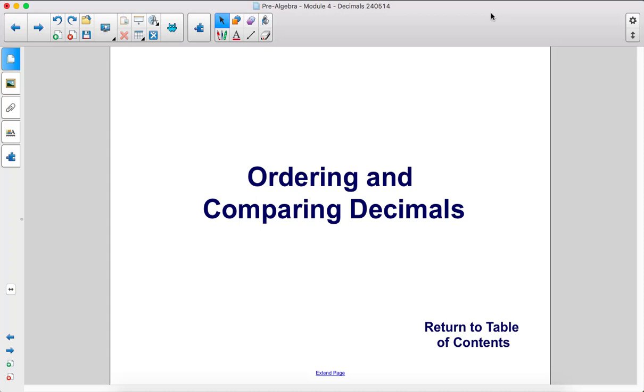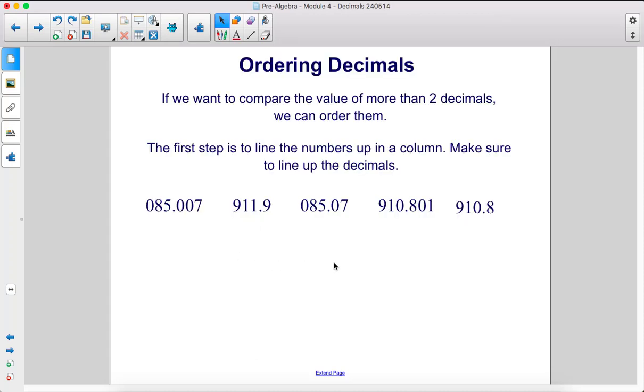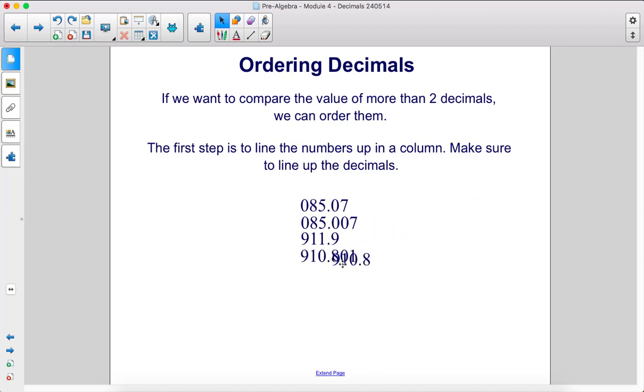Ordering and comparing decimals. If we want to compare the value of more than two decimals, we can order them. The first step is to line the numbers up in a column where we make sure to line up the decimals. You can line them all up, it doesn't matter the order, but the decimals have to line up. That's what's important. See how we have a straight line here where all the decimals are on that one line? That means we did it right.